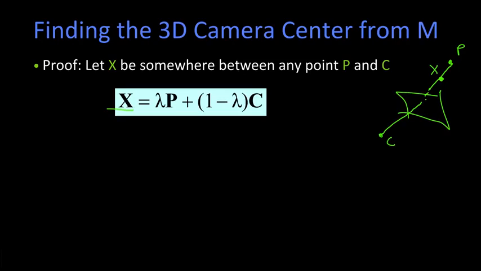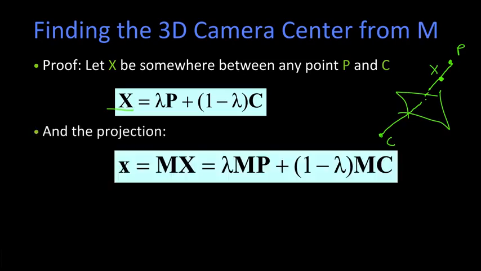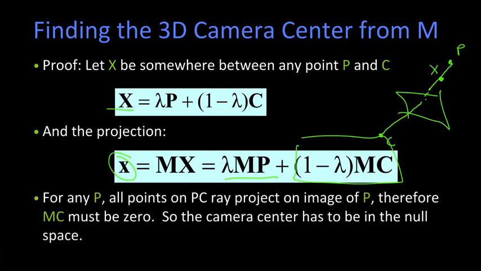Right? Lambda times p, 1 minus lambda times c. So given some M, that's the camera, the projection of x is just Mx, and just by linear algebra, that projection is just lambda Mp plus 1 minus lambda Mc. Now for any point p, all the points on that ray have to land at the image of p. So any point x along here will land at that same point, no matter what lambda is.